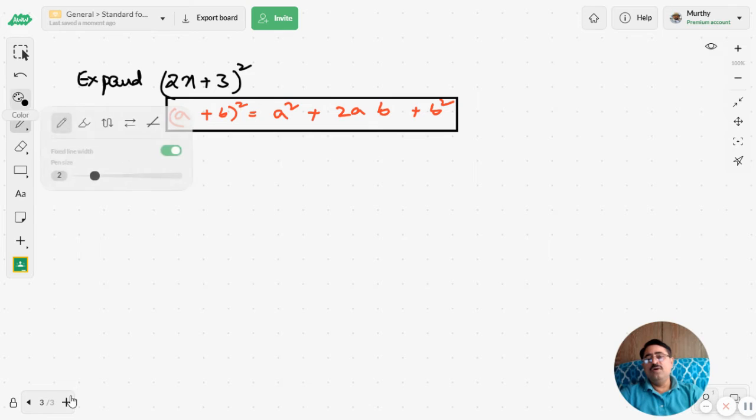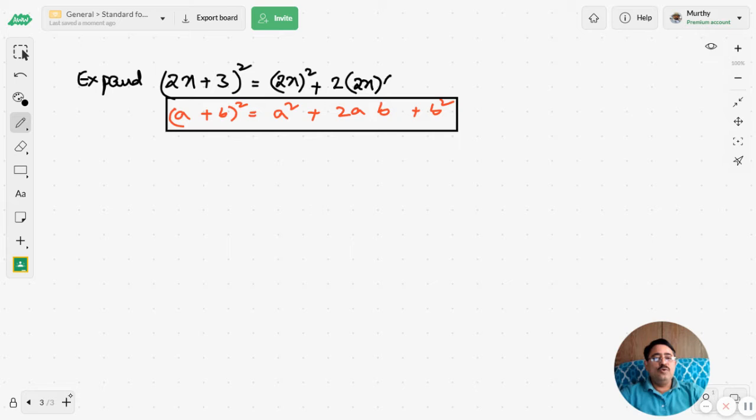Okay. Now let's take and plug in these values. In the place of a, I see that 2x. Therefore, a square means it is going to be 2x square, then plus 2 times a. What's the value of a means? You can see that this is 2x again. 2ab means 2 times a times b. Then what's the value of b means? You can see that this is going to be 3. Plus b square. You can see that the value of b is 3. Therefore, b square is going to be 3 square.